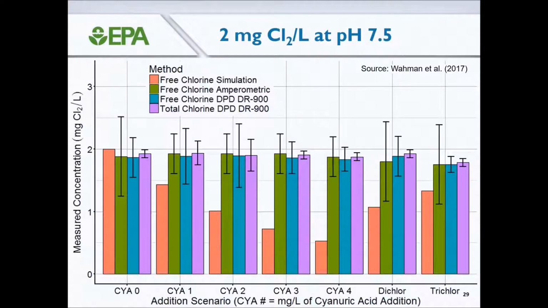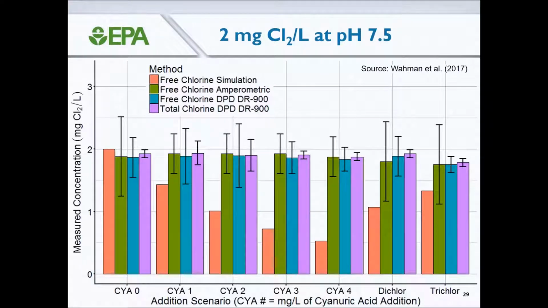So we also looked at amperometric titration just to verify what was seen in the literature. In this case, we made up various solutions of 2 milligrams per liter of total chlorine by some methods. Again, the y-axis is the measured concentration from the method, while the x-axis is various solutions we made up. The first bar in the set, again, is what we wanted the free chlorine measurement to show, while the other bars are what each method actually measured.